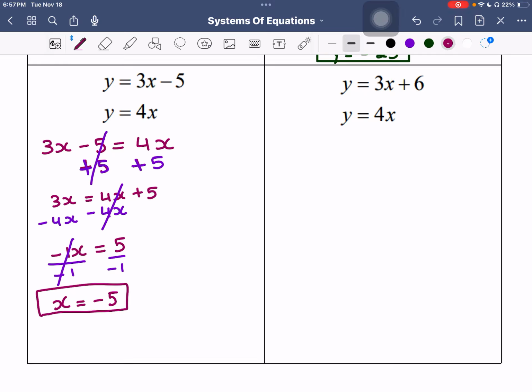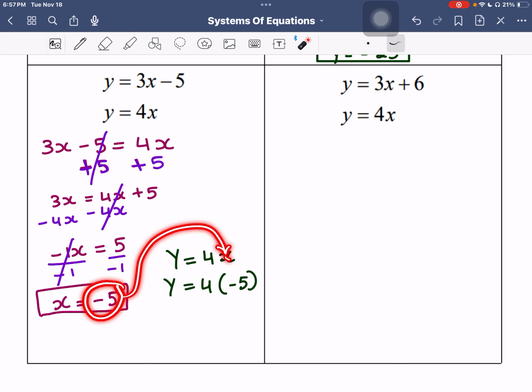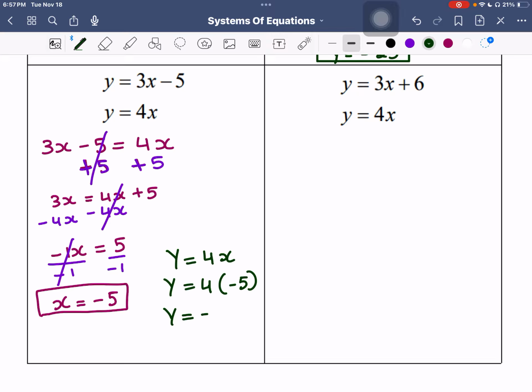So we have y is equal to 4x, therefore y is equal to 4 times negative 5, and all I did here was plug in negative 5 for x. 4 times negative 5 is just negative 20, so y is equal to negative 20. So my solution to this system is negative 5, negative 20.